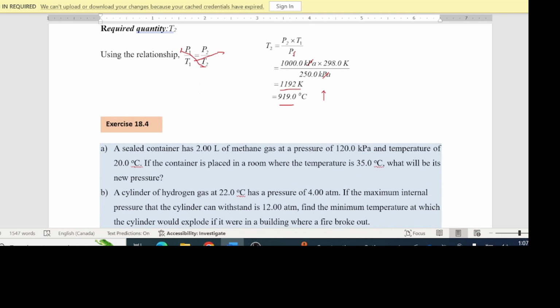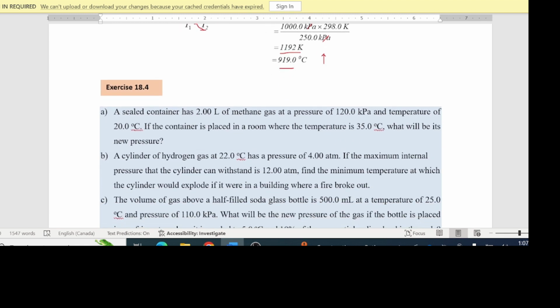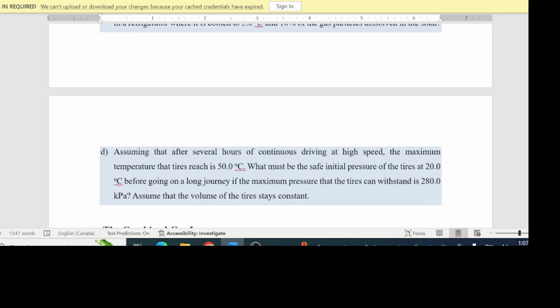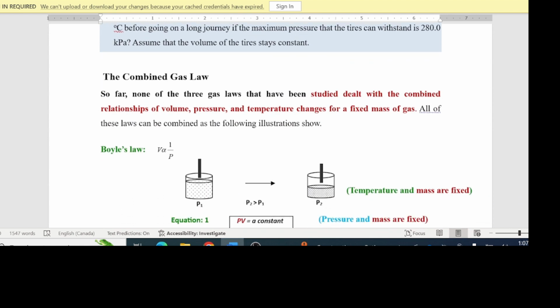And here are some questions based on Gay-Lussac's law. You're given three entities, and you're asked to find the fourth. Now you have the combined gas law. Let's see how they arrive at the combined gas law.